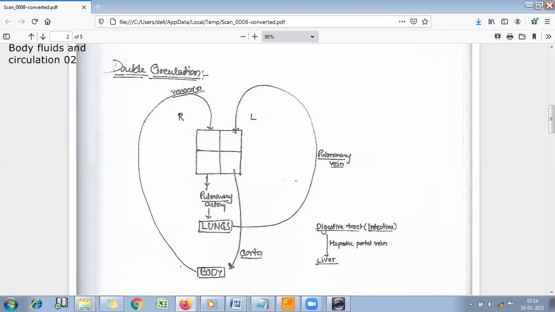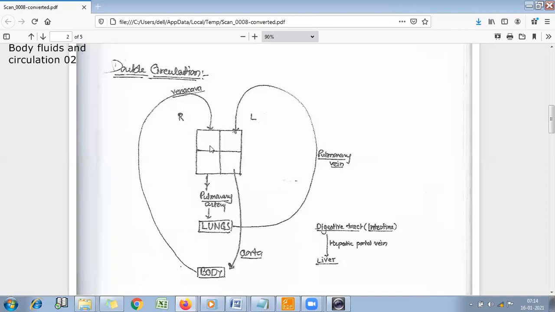So what happens, the vena cava collects all the deoxygenated blood from the whole body to the right atrium. The vena cava is differentiated into two: superior vena cava and inferior vena cava. Both collect deoxygenated blood and send it into the right atrium. Then blood is transported into the right ventricle through the tricuspid valve.